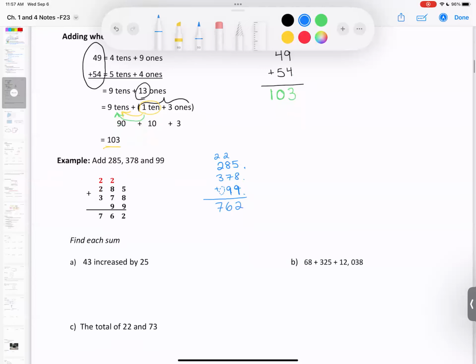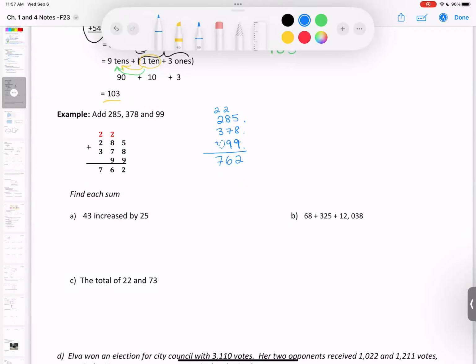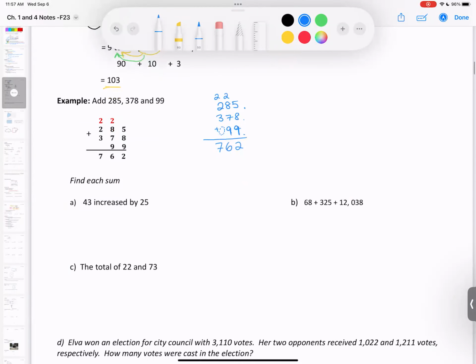All right, let's do a few examples. With some of these, they'll give you words, and you have to know how to interpret those words. You do have a sheet on your formula pages that can help you with word problems too.